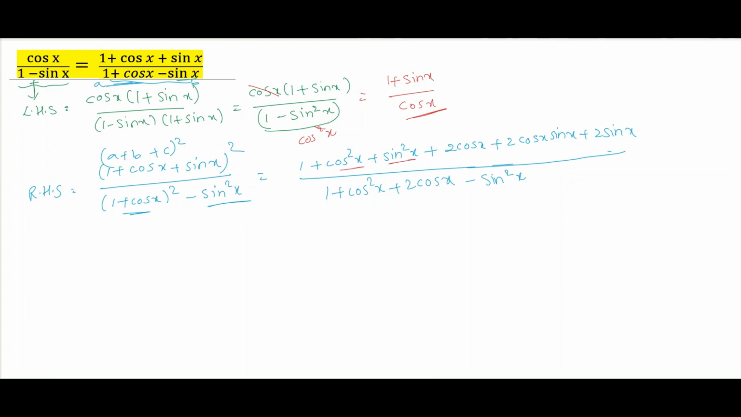In numerator, if we see cos square x plus sin square x is equal to 1. So in place of these two, we'll substitute 1. So 1 plus 1 is 2. And the remaining terms, we'll write it down as it is. 2 sin x cos x plus 2 sin x. Now in the denominator, if we see 1 minus sin square x is nothing but cos square x. In place of these two, we'll write cos square x. And this cos square x plus cos square x is 2 cos square x. So we'll write 2 cos square x, and the left term is 2 cos x.